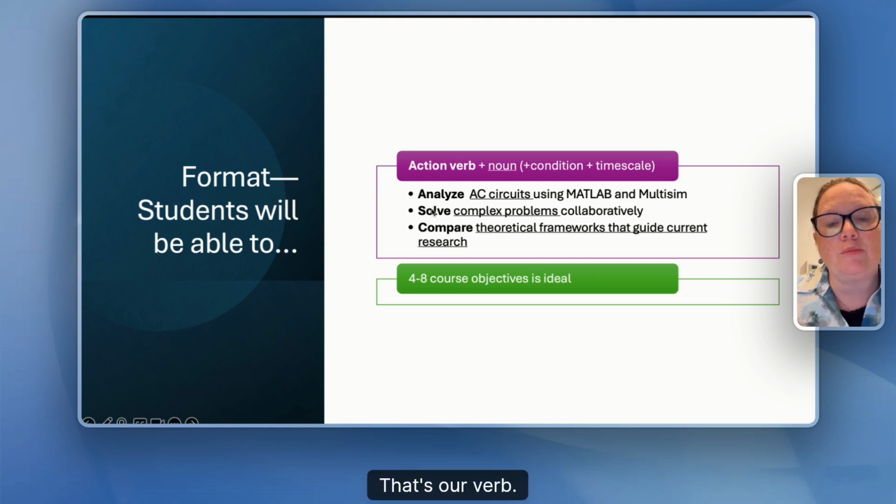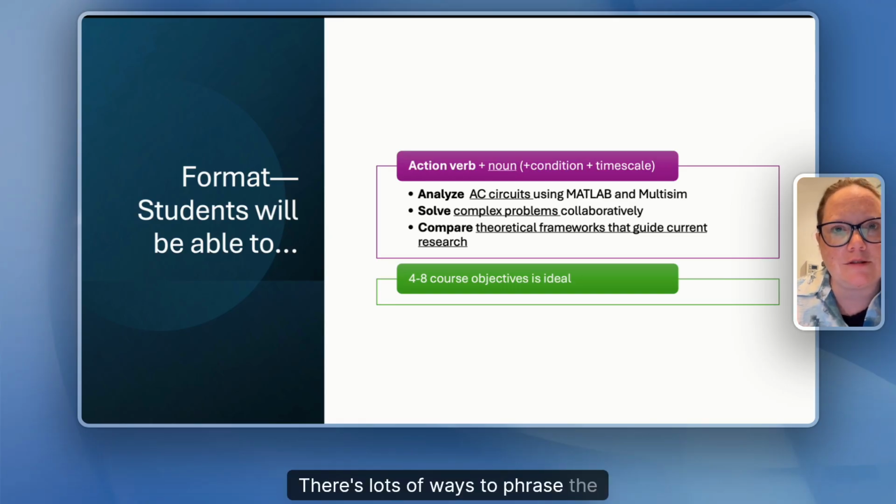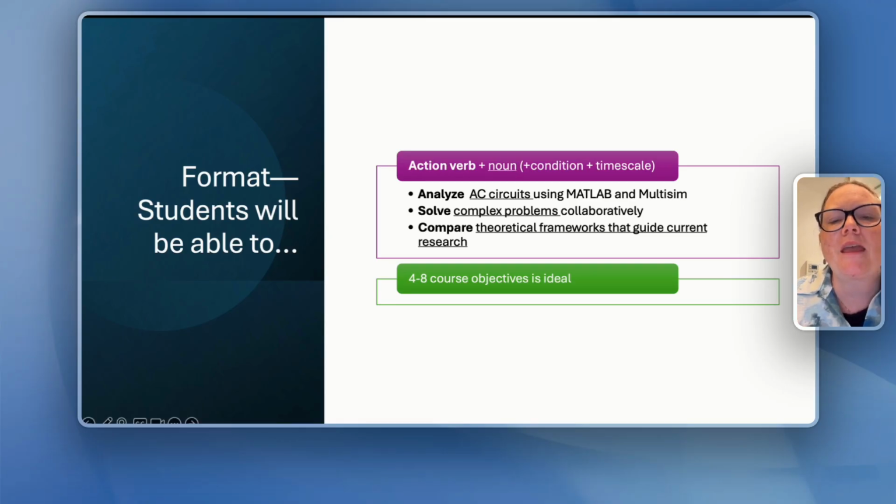Solve, that's our verb. What are we solving? Complex problems. Tell me more. How? Collaboratively, in small groups, in a team. Right? There's lots of ways to phrase the same thing.